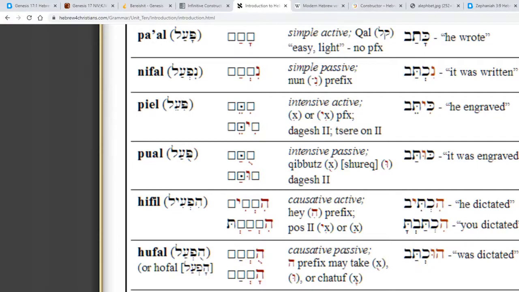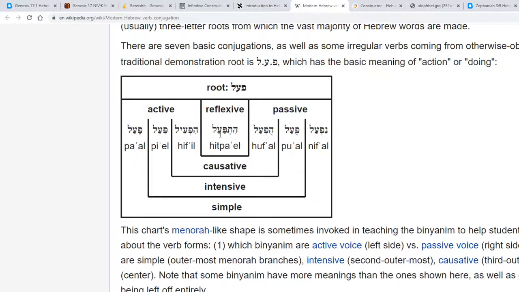So that's the 7 binyanim. The reflexive is hitpa'el, the passive simple is nifal, passive intensive is pual, causative passive is hufal, the active simple is pa'al or kal, which is what Bible Hub calls it. The active intensive is the piel, and the active causative is the hifil.